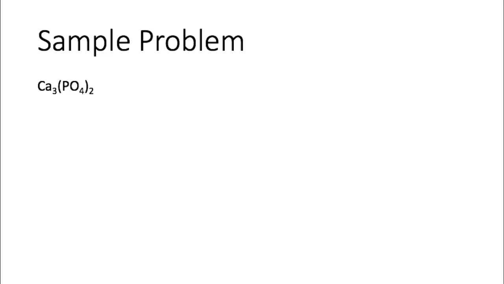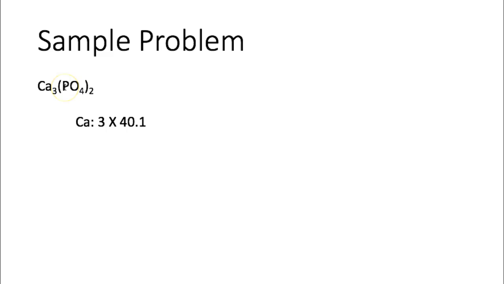So let's do a sample problem together. In this problem we have calcium phosphate. We're given the formula Ca3(PO4)2. I want to start breaking down what elements I have in my compound. I notice I have calcium, and my subscript tells me that I have 3 atoms of calcium. So I take 3 atoms of calcium times the atomic mass of calcium from the periodic table, which is 40.1.